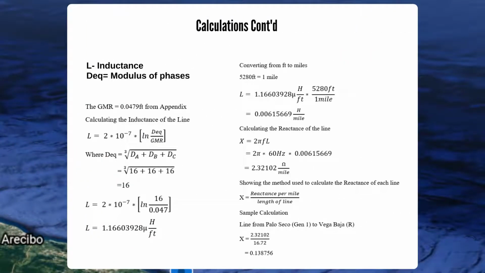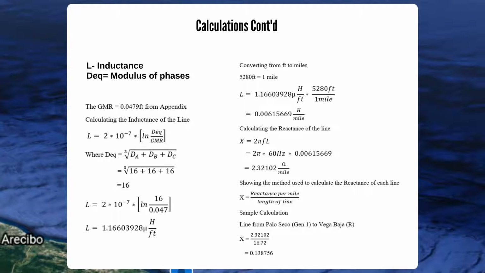Next, we will find the inductance of the line using the formula L equals 2 times 10 to the negative 7 times the natural log of the equivalent distance between the phases divided by the geometric mean radius. So when we found the equivalent distance between the lines, it was 16, and this is so because it is symmetrical, so the distance won't change.